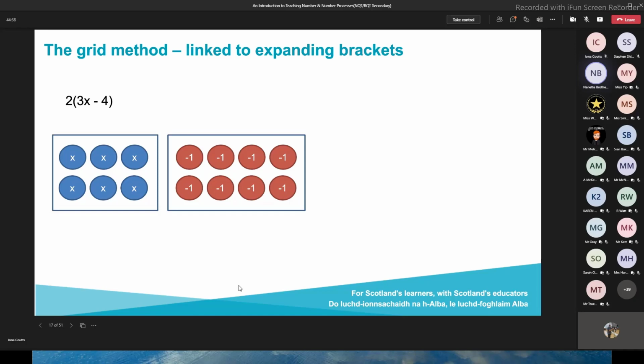This can be represented in the grid model as 6x and our negative 8.